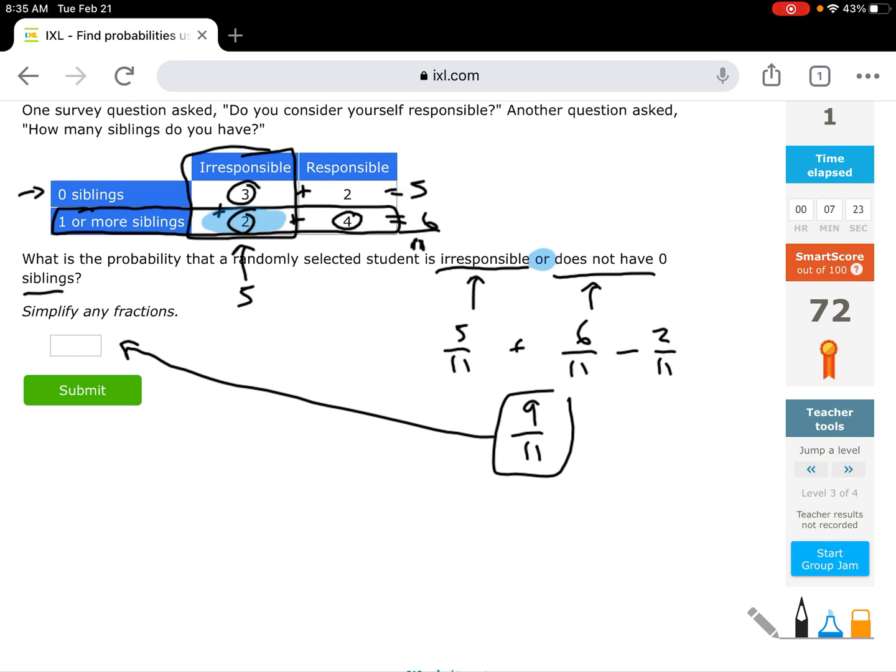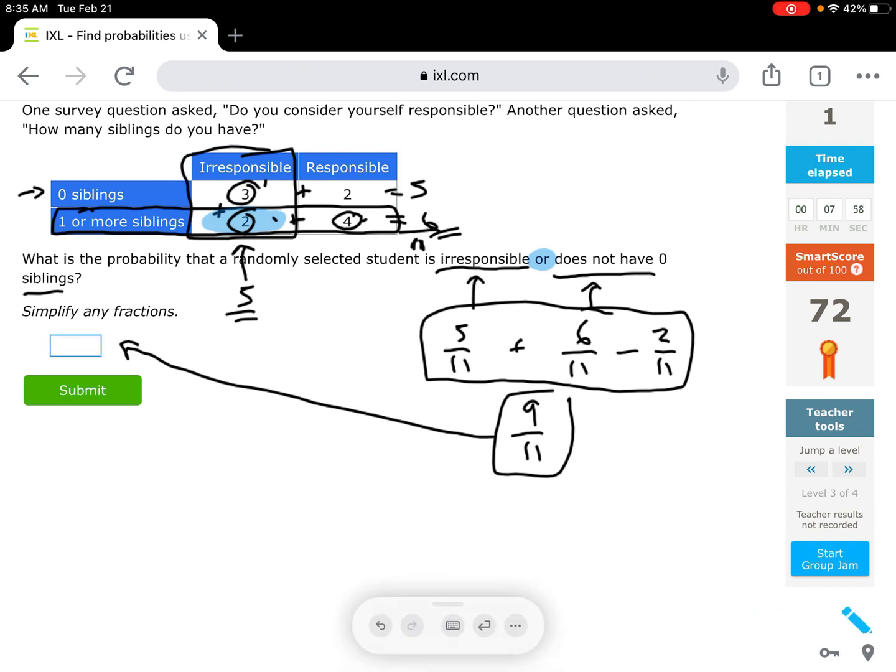So there's two options. You can add the total number of both of those probabilities, which is what we did here, and add them together and then subtract this intersection. Or you could just add each of these 3 boxes here, and that would also give you the same answer. But I just wanted to make sure I showed this formula here. This is an important formula that exists for events that are not mutually exclusive. So let's put this in here, 9 out of 11.